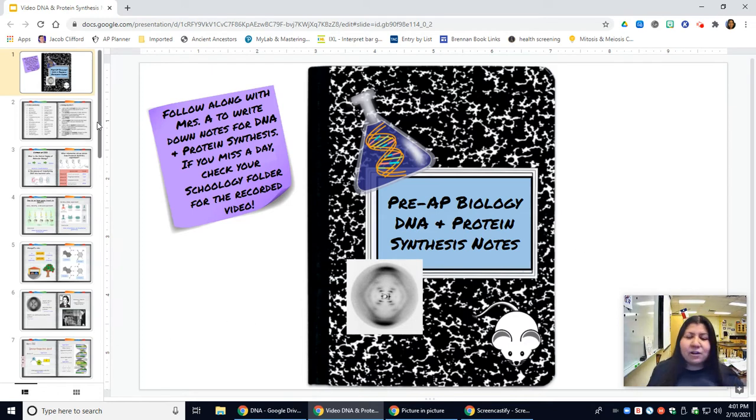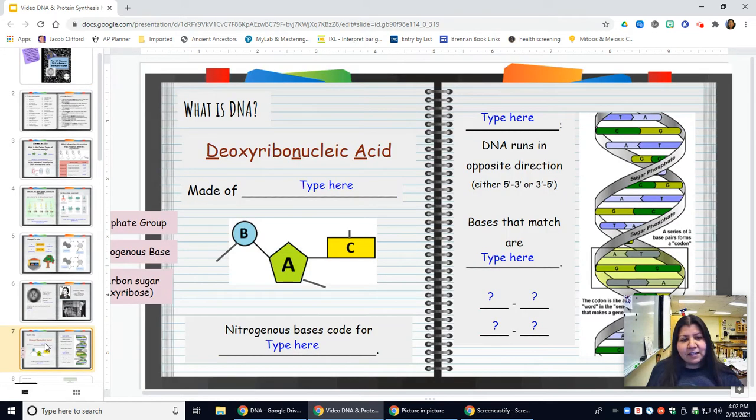So I'm going to go ahead and open up my notes in my interactive notebook, and I'm going to move to slide number 7. These notes are extremely short. This is not going to be a very long video at all.